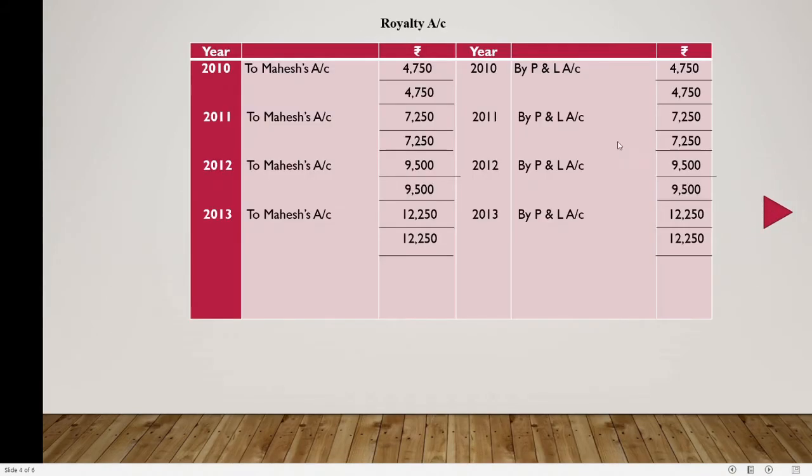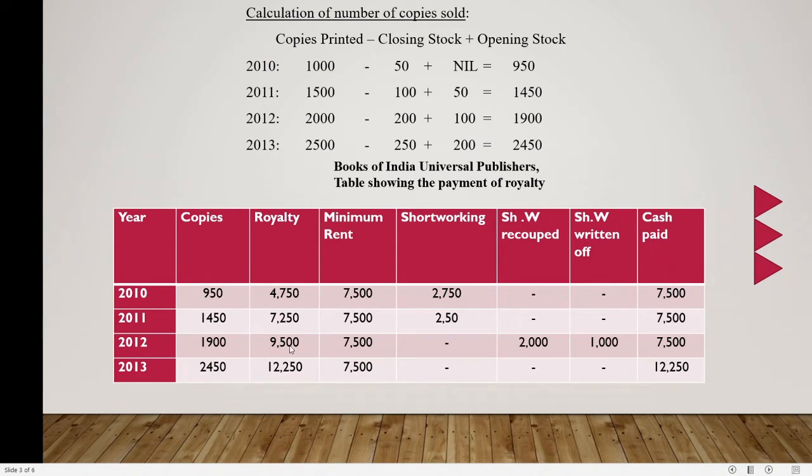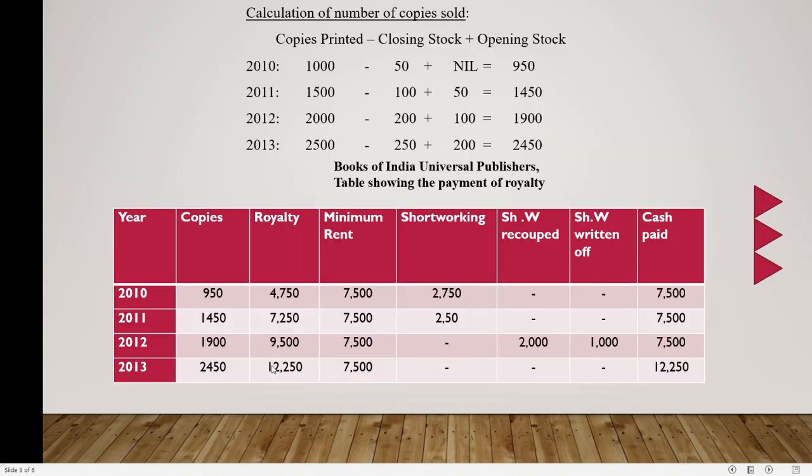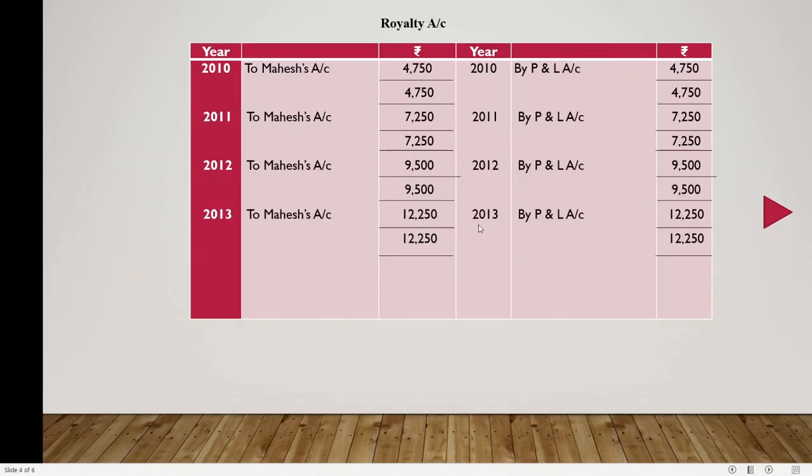To Mahesh account for royalty due, 7,250 royalty, by profit and loss account 7,250, total 7,250. Again same entry: to Mahesh account 9,500 royalty in the year 2012, by profit and loss account 9,500, total 9,500. To Mahesh account 12,250 royalty in the year 2013. For transfer of royalty, by profit and loss account 12,250, total 12,250.